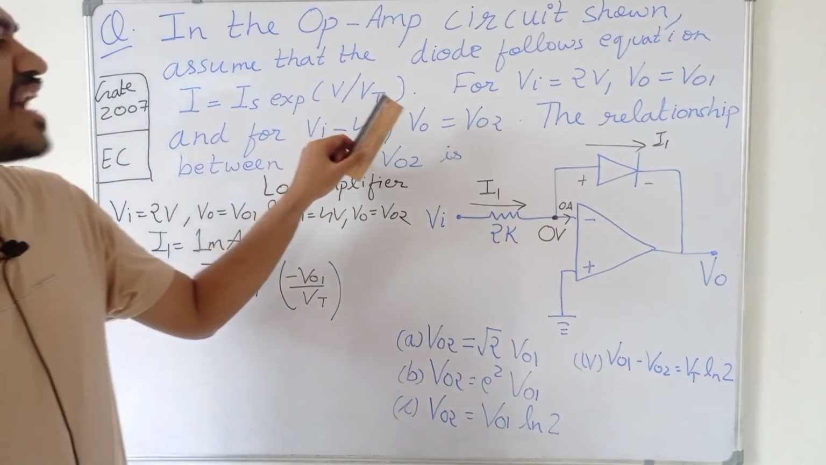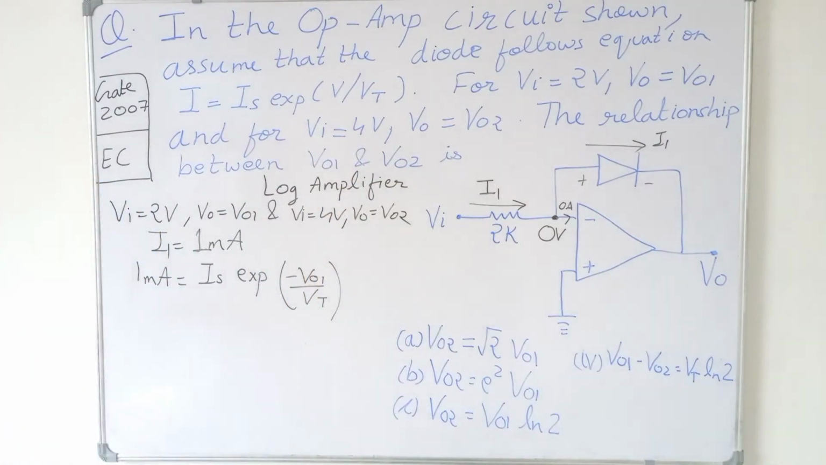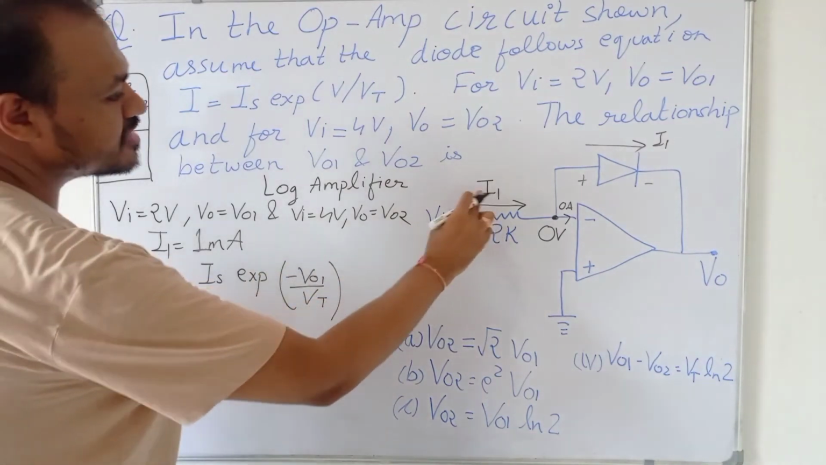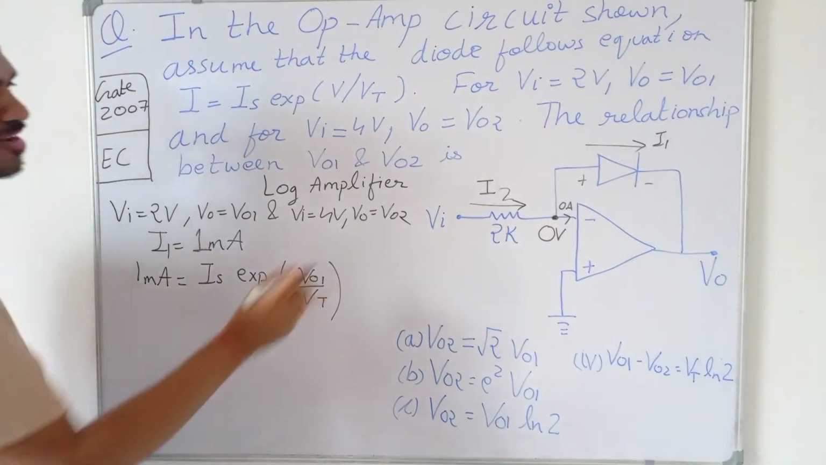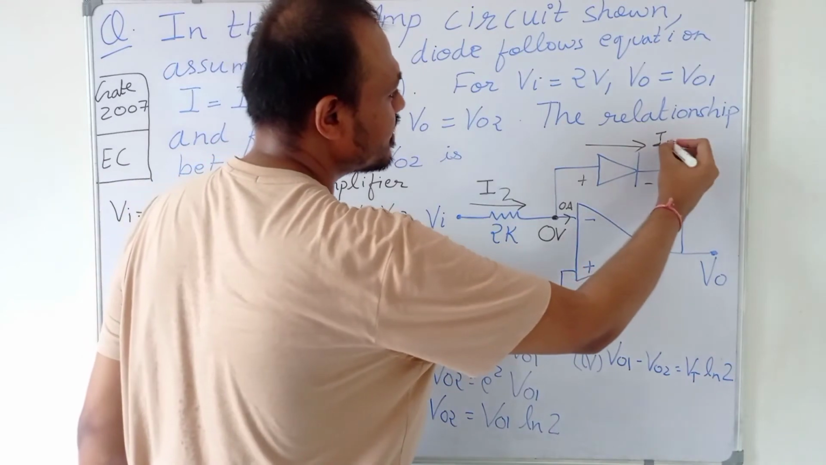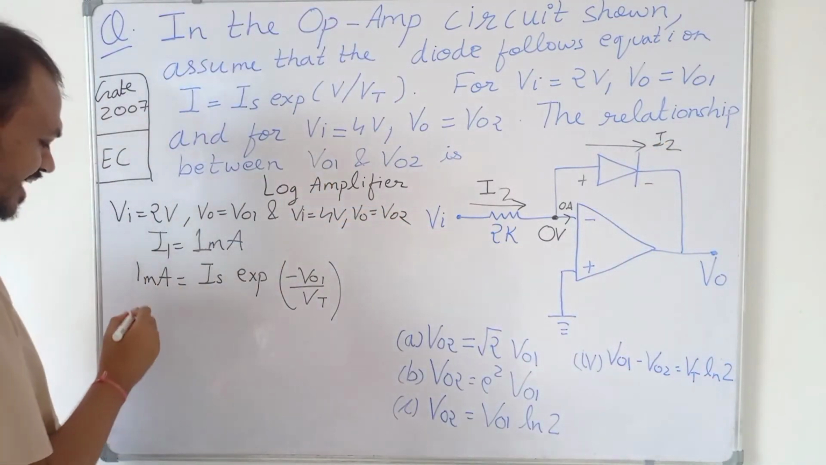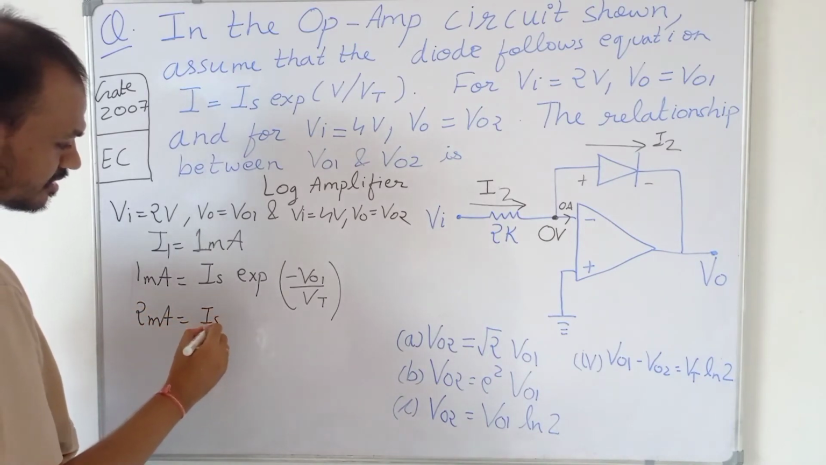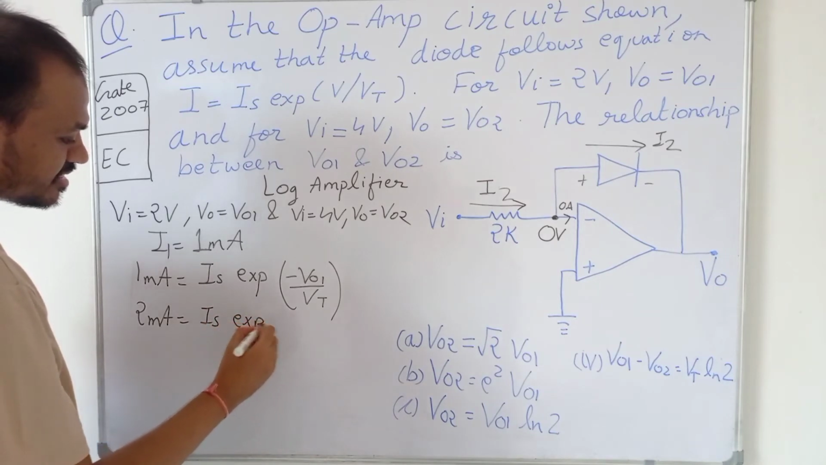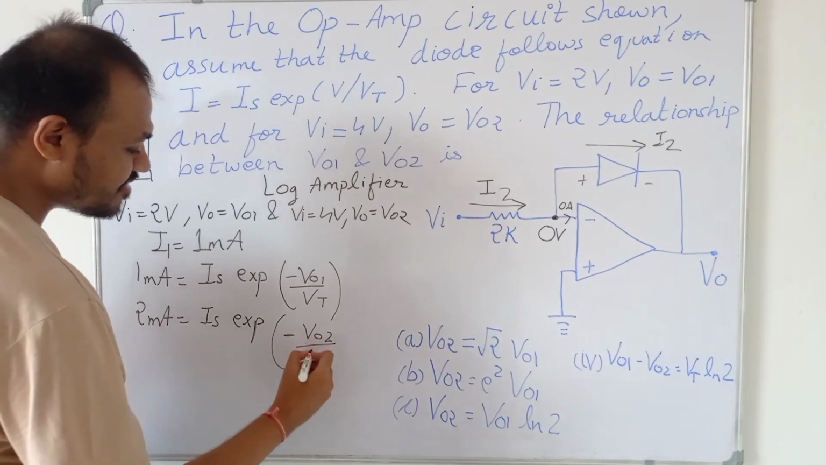Now we are considering the second case, Vi equal to 4 volt. Let's suppose this current is I2. This is 4 volt, so this current will be 2 milliampere, and the same I2 will flow here. So 2 milliampere is equal to Is exponential of minus Vo2 by Vt.